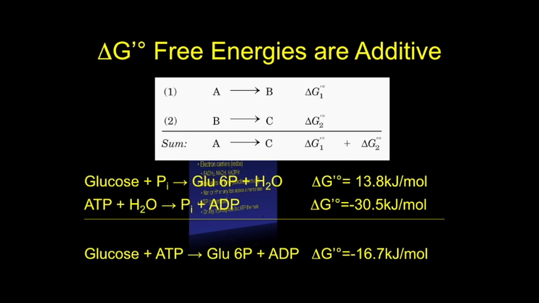Here is the application of Hess's law, and we've seen this before. Reaction 1 and reaction 2, if we add them together, can proceed, and quite often we use the ATP value of negative 30.5 to drive reactions.